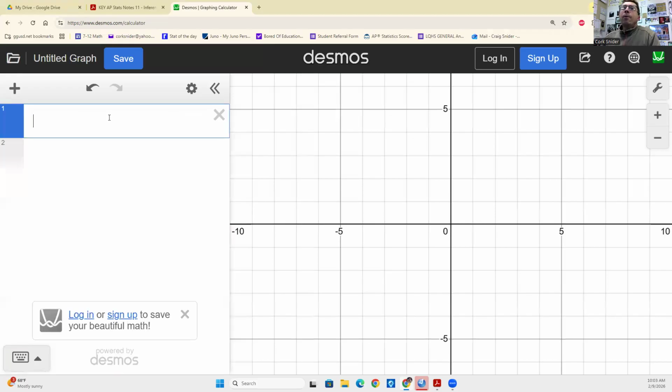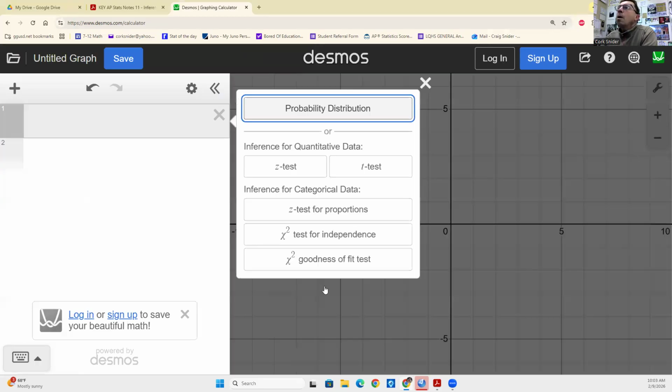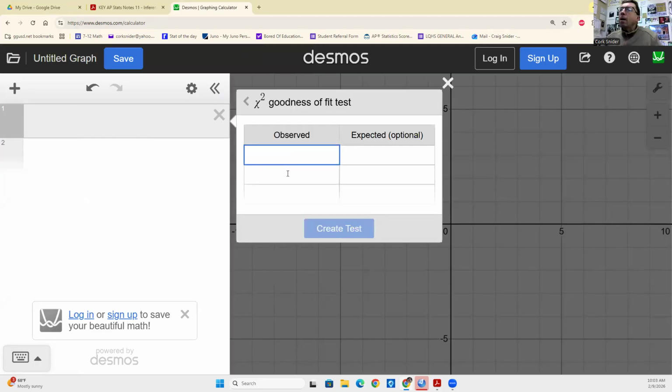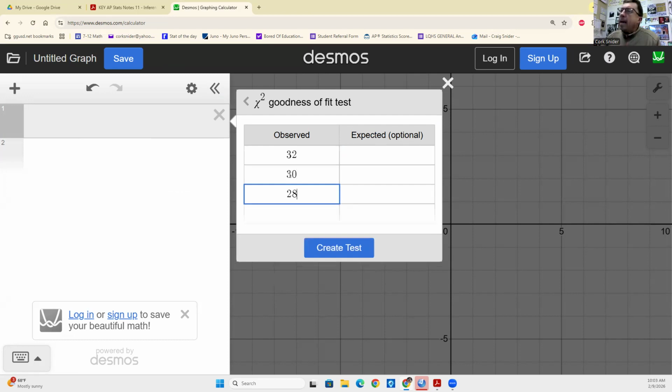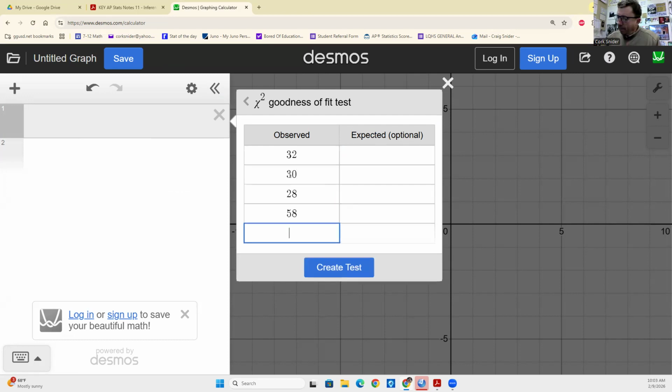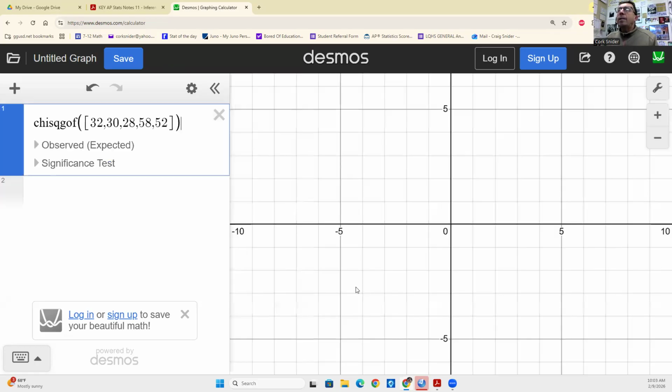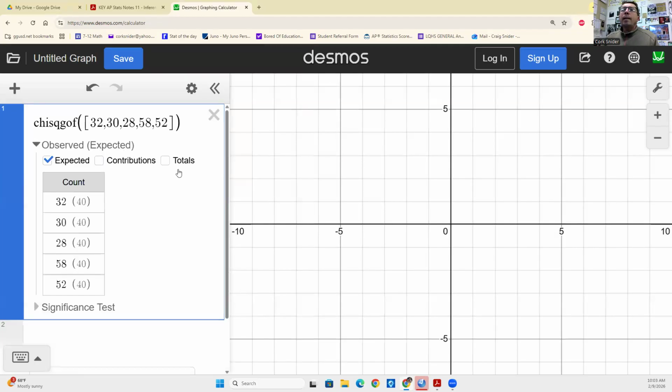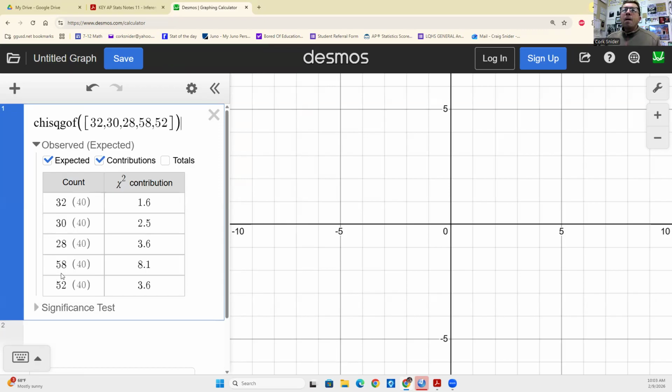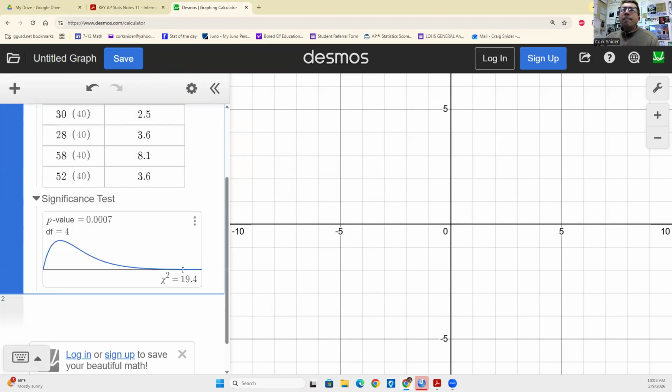Type in inference again. Goodness of fit. Here are the observed data: 32, 30, 28, 58, 52. Expected, I'm going to create the test. The expected, they're all 40 because we're wondering if they're all the same. Here are the contributions. This category is the biggest contributor to the chi-square sum because it's the biggest number. If you run the test, there we go.